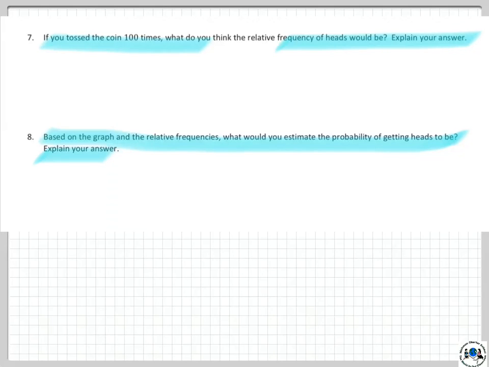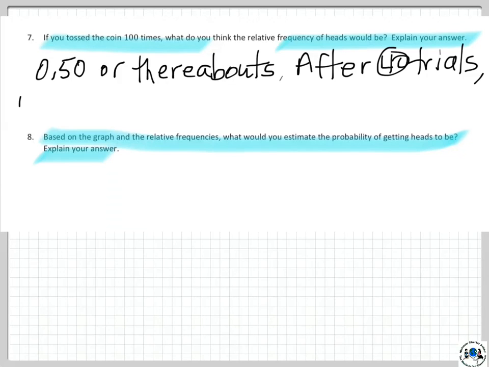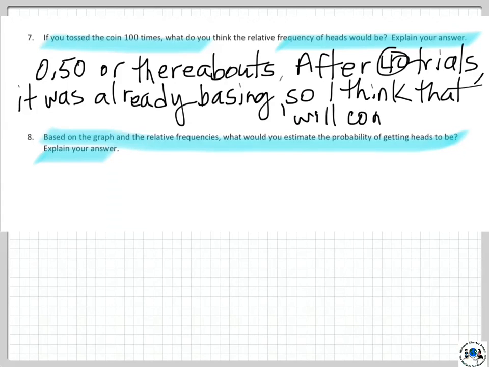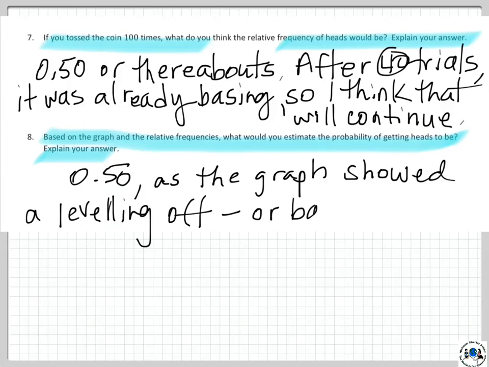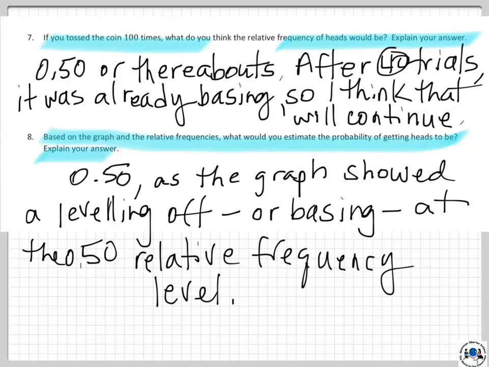Okay, so as far as number 7, here's what I wrote. I would think about 0.50 thereabouts, because after 40 trials it was already basing there, so I think that trend will continue. I would just estimate 0.50, and I'd be pretty confident I would be pretty close to being correct. Okay, so in terms of looking at those graphs and the relative frequencies, what would I estimate the probability of getting a heads to be? Again, I said 0.50, as the graph showed a leveling off at the 0.50 relative frequency level. So I would believe that that would continue.